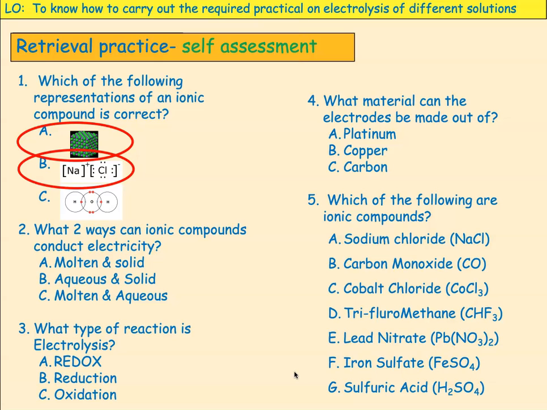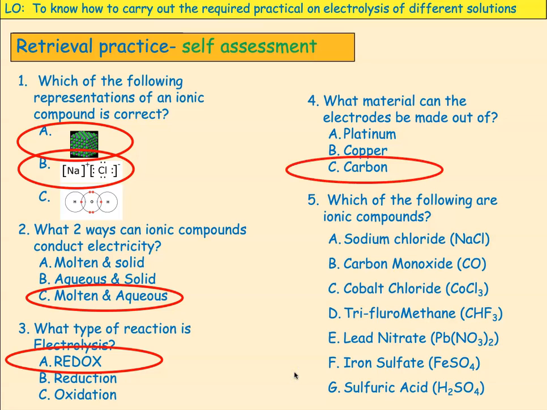What two ways can ionic compounds conduct electricity? Well, they cannot conduct when they're solid, so that rules out A and B, but they can conduct when the ions can move, so that is molten and aqueous. What type of reaction is electrolysis? Well, it's a redox reaction because you have reduction and oxidation occurring, one at each electrode. What material can the electrodes be made out of? Well, that's carbon.